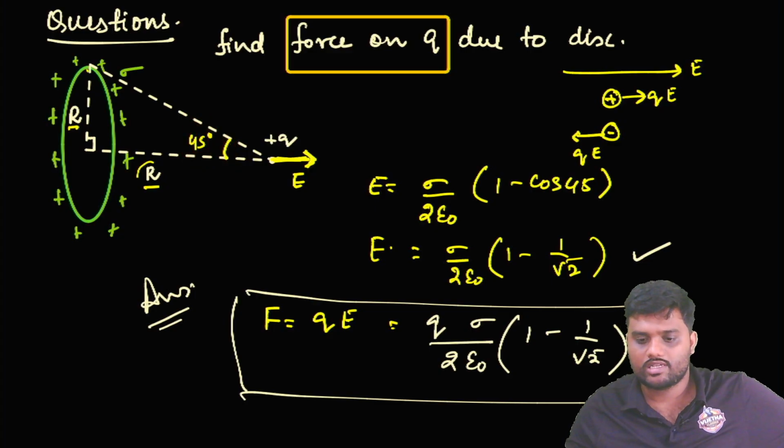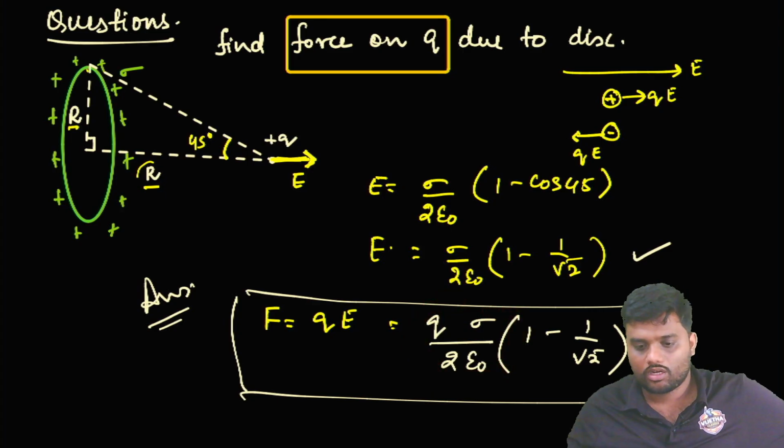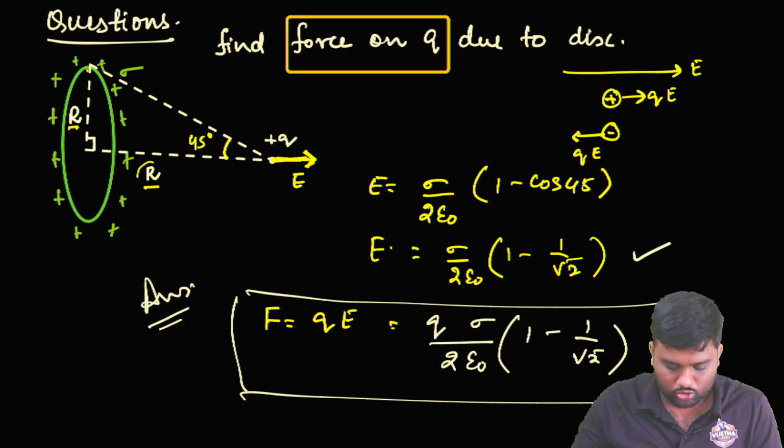So the electric field is given by what? Sigma by 2 epsilon naught (1 minus cos 45 degrees). That means sigma by 2 epsilon naught (1 minus 1 by root 2). So you will get q into sigma by 2 epsilon naught (1 minus 1 by root 2).